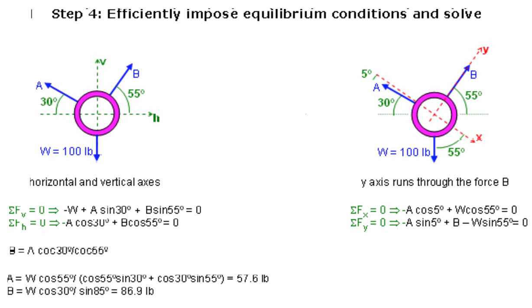Notice now that the equation along X has only one unknown, A. This is the consequence of taking the Y-axis along B, so we can solve for A and then substitute back into the equation along Y to find B. This completes the solution to the problem.